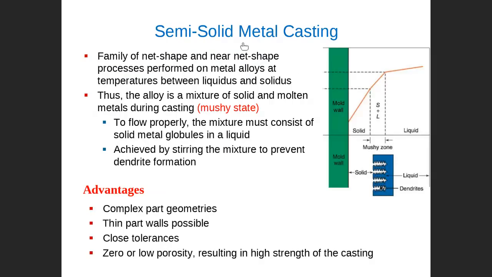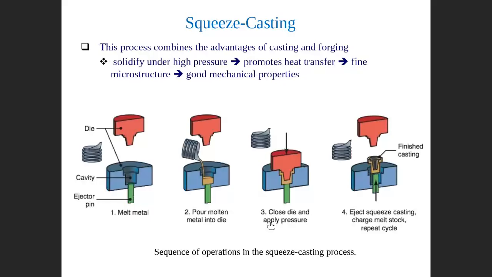Let me show you what semi-solid casting is. In semi-solid casting, we deliver liquid in a mushy state. This is a solid, this is a liquid, and in between we have solid-liquid. We deliver the material as a mix between solid and liquid, so we call it semi-solid metal casting. In this case, as it is a mix of solid and liquid, the cast will be squeezed because the material will be deformed. It's a kind of mix between casting and forging process. When you apply pressure using the upper die, the material will be forced to deform.